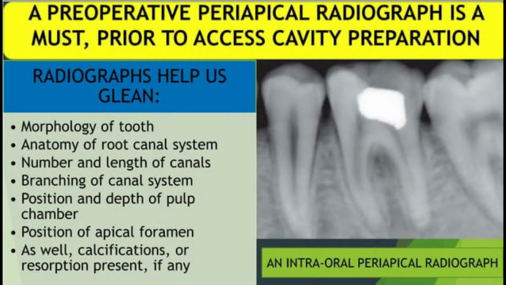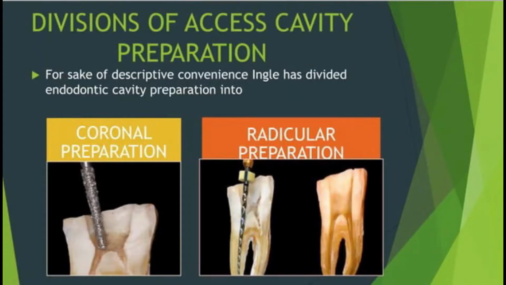Engel divided the access cavity preparation into two parts: the coronal preparation and the radicular preparation.